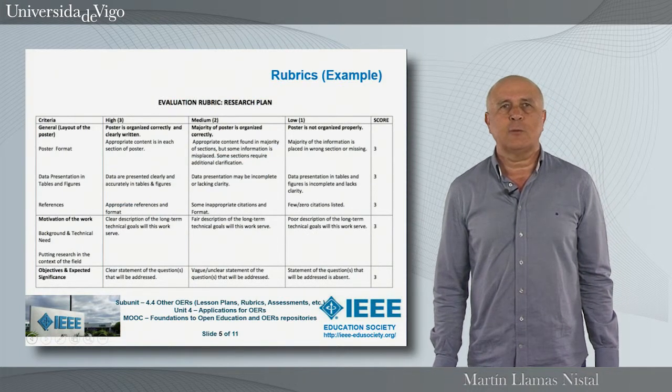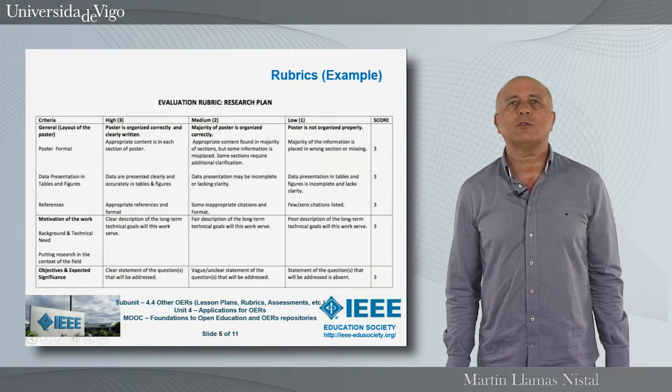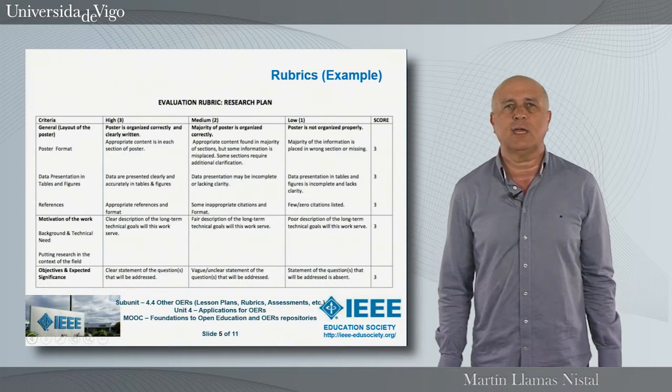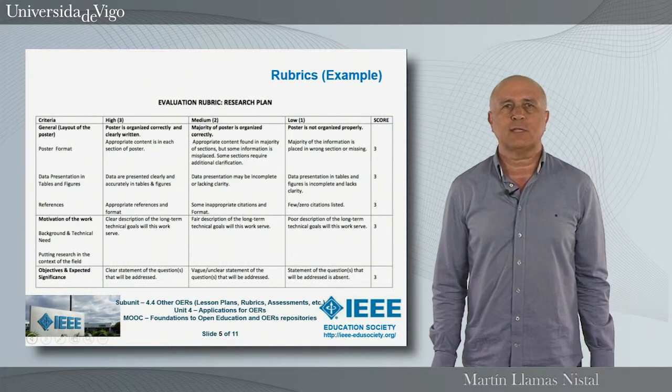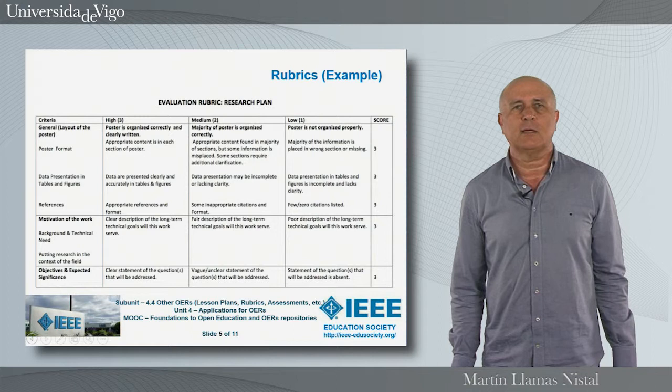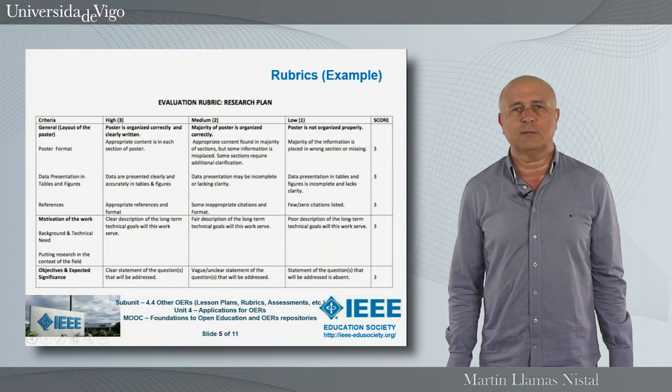Here we can see an example of a rubric used in our doctorate programme to evaluate the poster describing all the activity during the last year. For example, there are several rows describing each criterion and the corresponding mark according to the level of achievement.